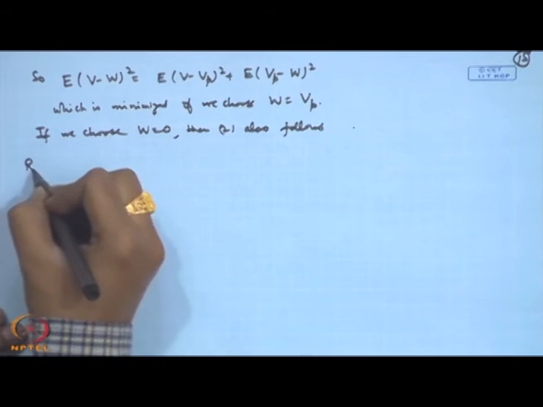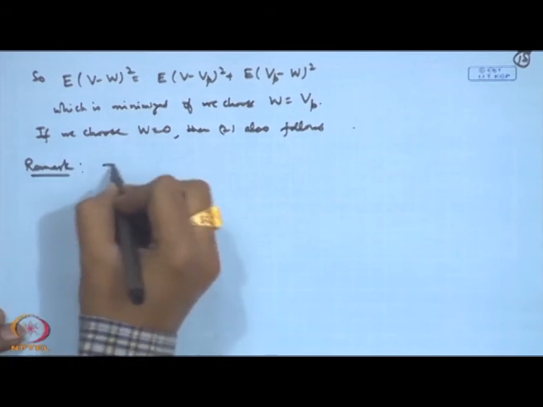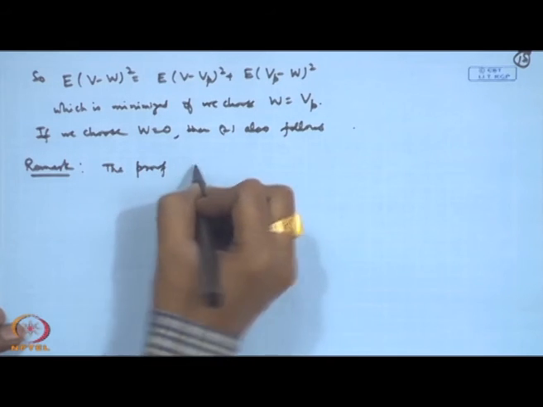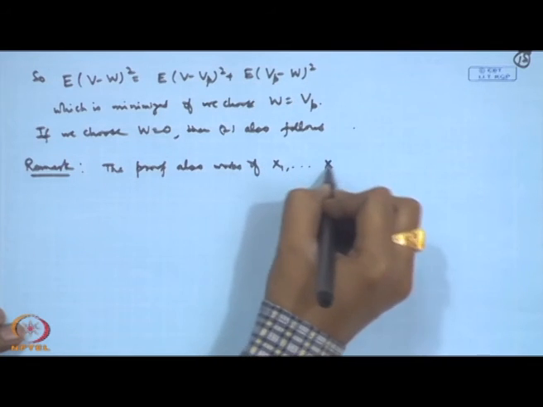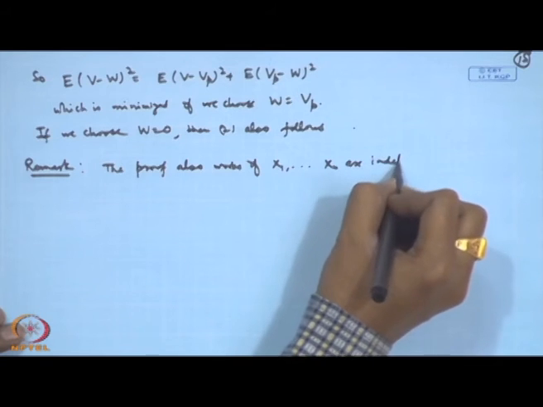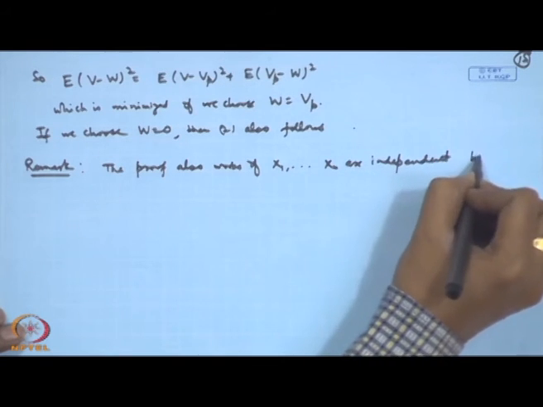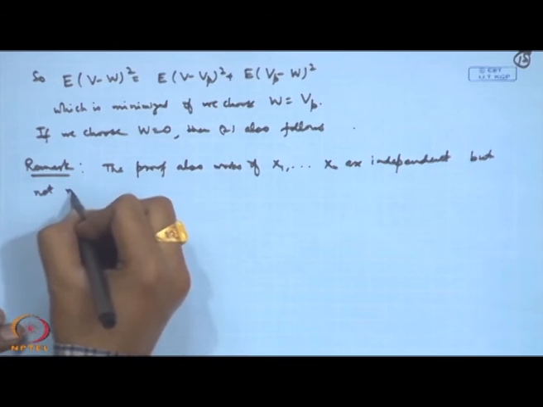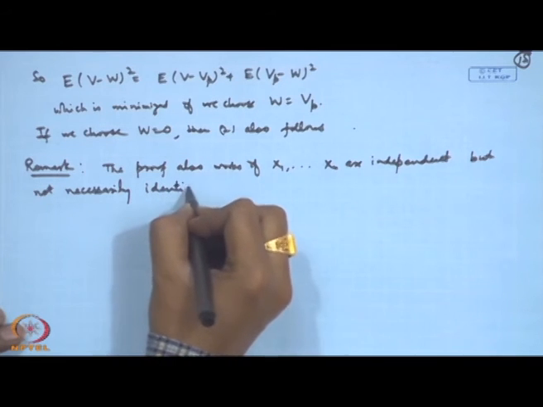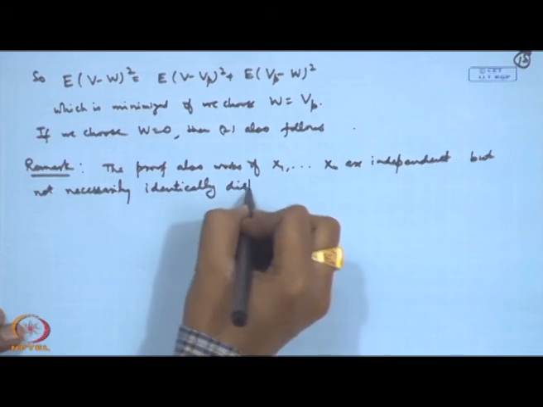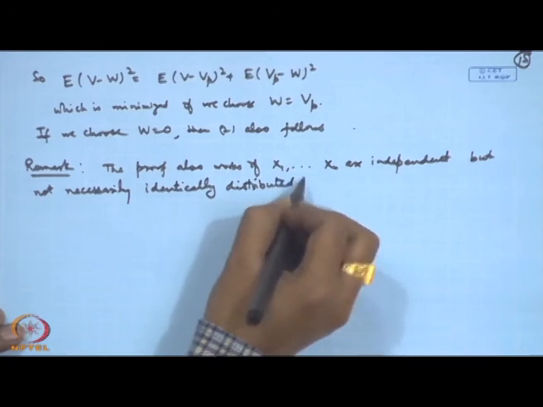As a remark, let me mention here the proof also works if x_1, x_2, ..., x_n are independent, but not necessarily identically distributed. So, in some applications this theorem can be used, because when the x_i's are coming independently, but they are not having the same distribution, then also this concept of projection can be used here.